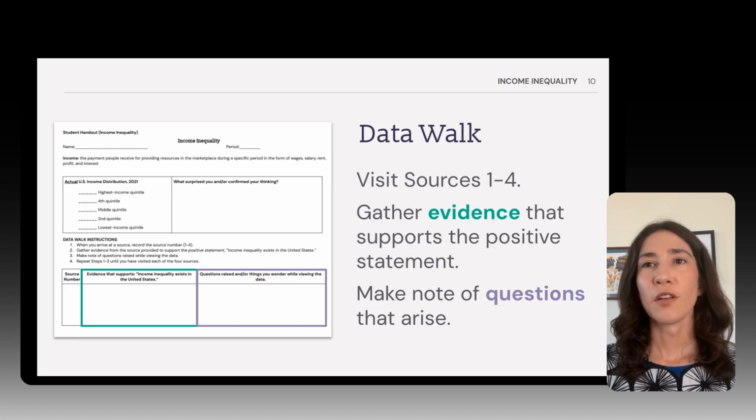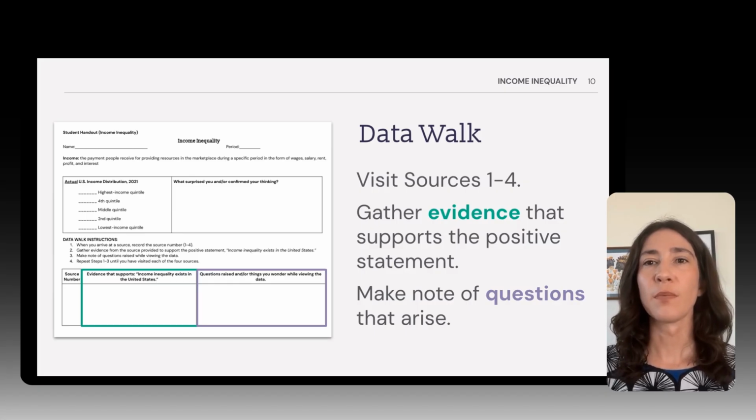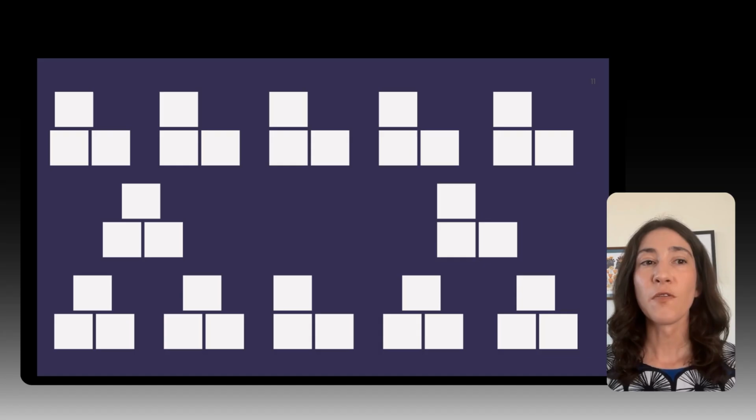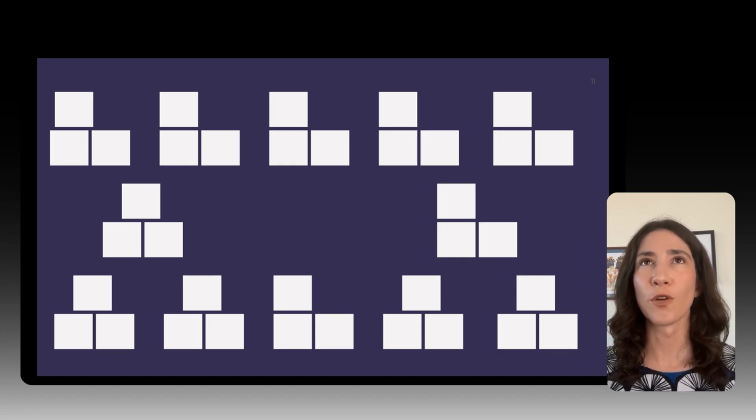For this activity, they're going to view 4 sources connected to income inequality, and they're going to gather evidence that supports the positive statement, income inequality exists in the U.S., as well as make notes of any questions that arise. So for this example, this is for a larger class. If you have more than 32 students, you could do 12 groups. Since there are 4 sources, you just want the groups to be in multiple of 4.